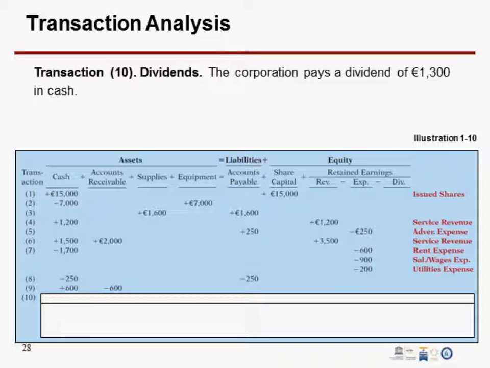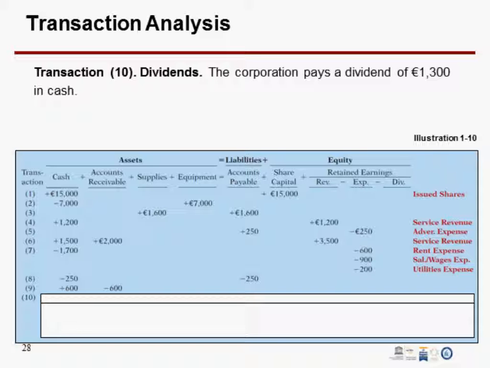I'm sorry, there is no total on the page. Something is wrong with this PowerPoint. But 18,050 and 18,050, so there must be equality in the equation. Okay, all right.